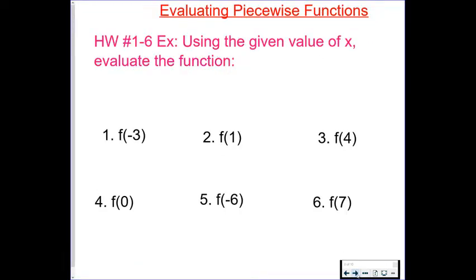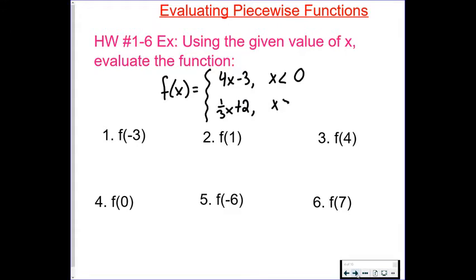Let's look at our first examples. I'm going to do 1 through 6 with you. It says use the given value of x, evaluate the function. And our function is f of x equals, and we have these squiggly bars, 4x minus 3, where x is less than 0, and 1/3 x plus 2, where x is greater than or equal to 0. So we've got one big function, f of x, broken up into two different pieces. What we're going to do to evaluate is decide where the x value goes, because we've got two intervals. x is less than 0, and x is greater than or equal to 0.